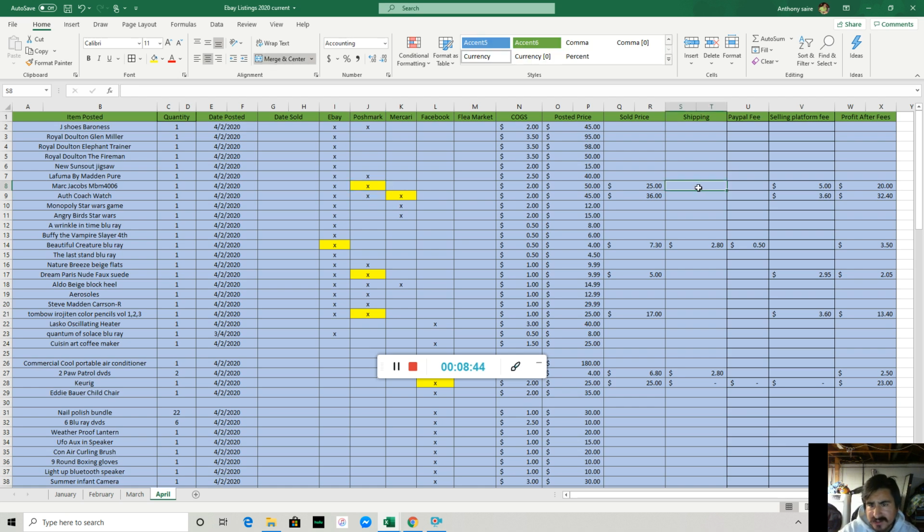When it comes to Poshmark, as you guys know, they charge the customer shipping, so they don't charge me shipping. It's already included in what would be my profit after fees. There's no PayPal fee because I usually do direct deposit straight into my account. And the selling platform fee, $5, and you get profit after fees, which is $20. So that's your preliminary profit after fees. It's not your profit after everything, including taxes, if you have to pay taxes if you have an LLC.